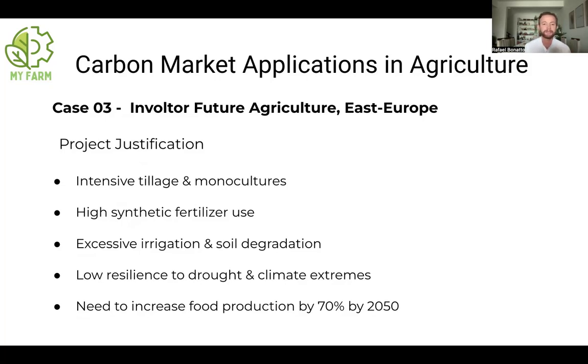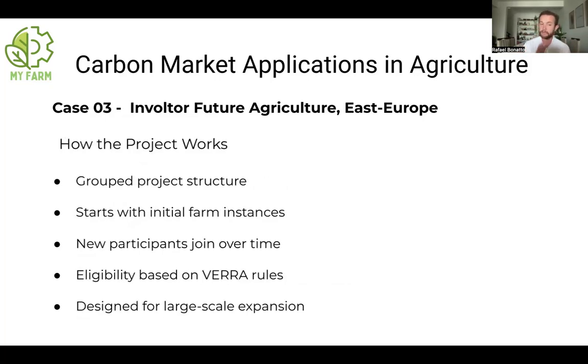Just see what they've been doing, and they need to increase the food production by 70% by 2025. It's a global goal, but this Involter seems to have connected those personal and corporate goals with sustainable development goals. That's why they are moving. How the project works. The first sentence here is very important.